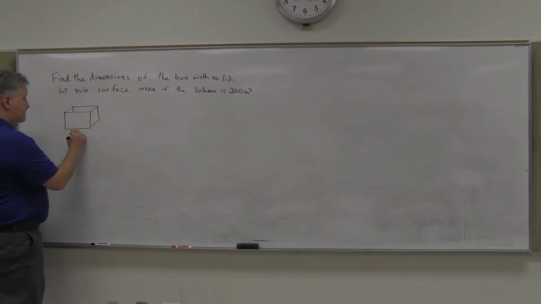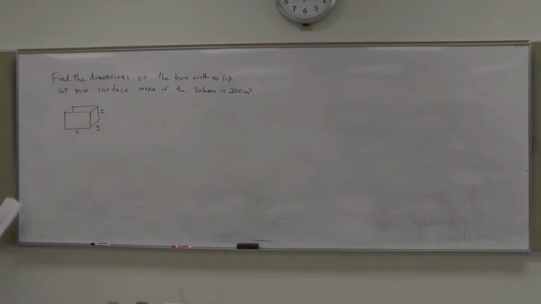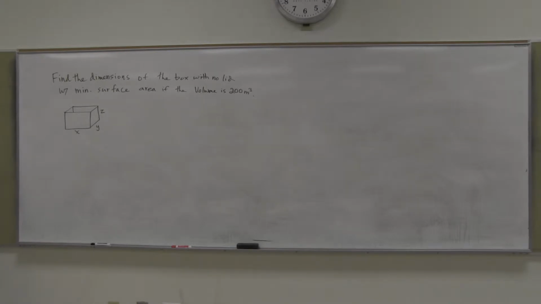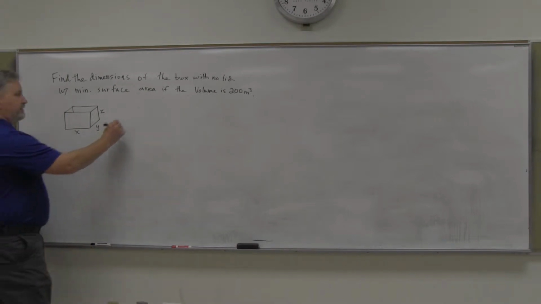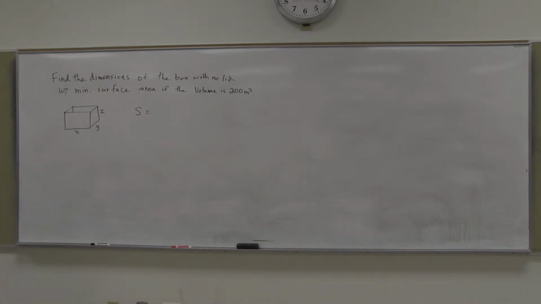Well, that means we've got 3 possible variables. I'm just going to call them X, Y, and Z. You can call them length, width, and height, but X, Y, and Z make it more obvious, maybe. So I want to minimize the surface area. Well, what is the surface area here? It's all the parts together. It's 5 parts together.